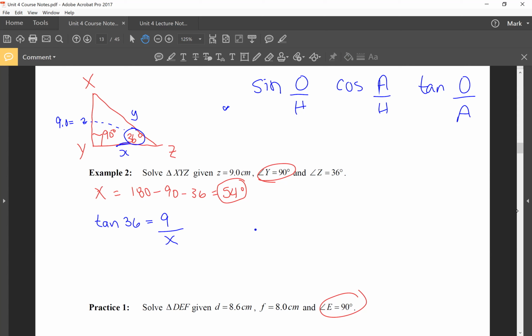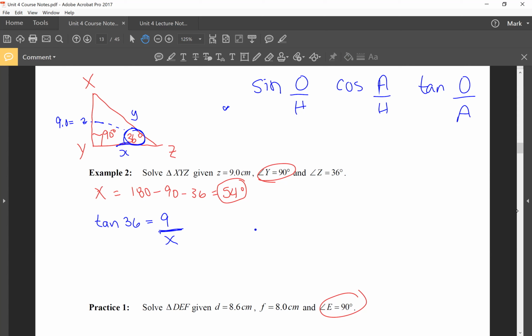Why did I have to use tan? Well, the angle 36 is the angle I know. The only other angle I know here is the opposite. I do not know the hypotenuse. I'm looking for the adjacent. So I'm going to use tan here.